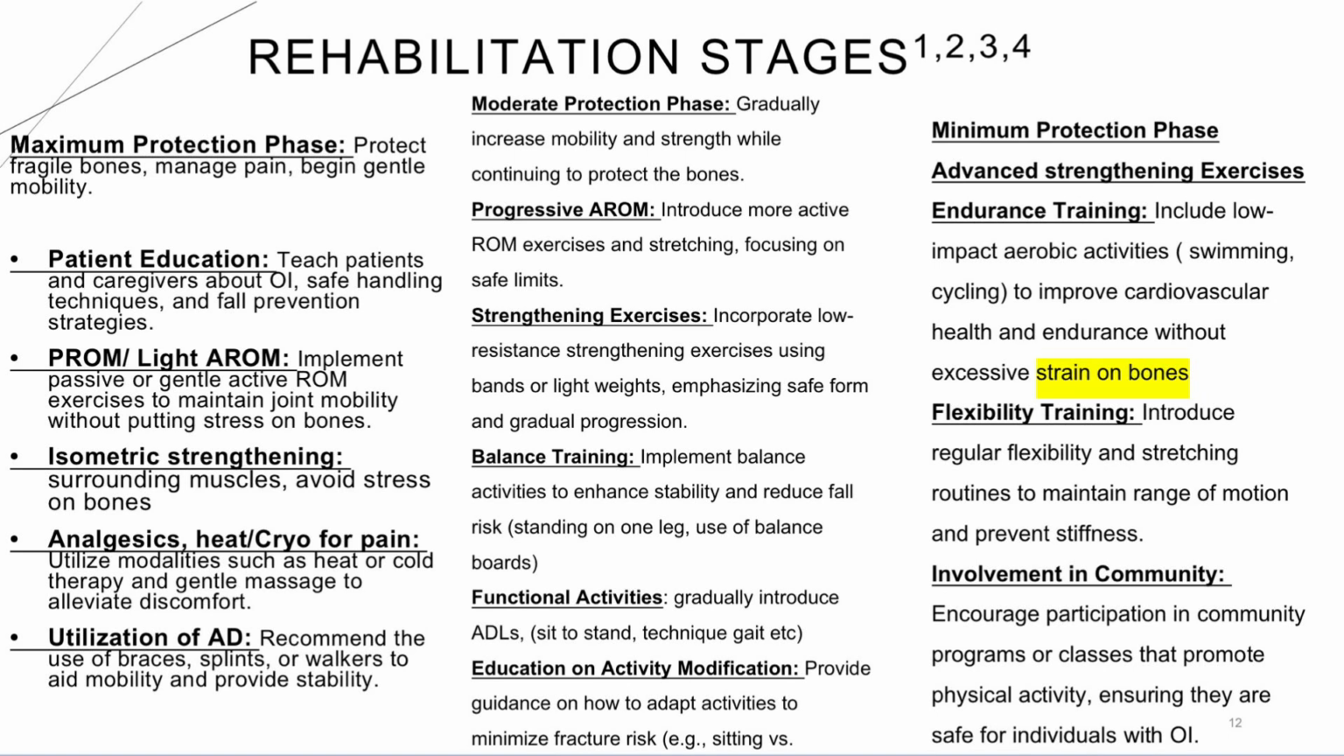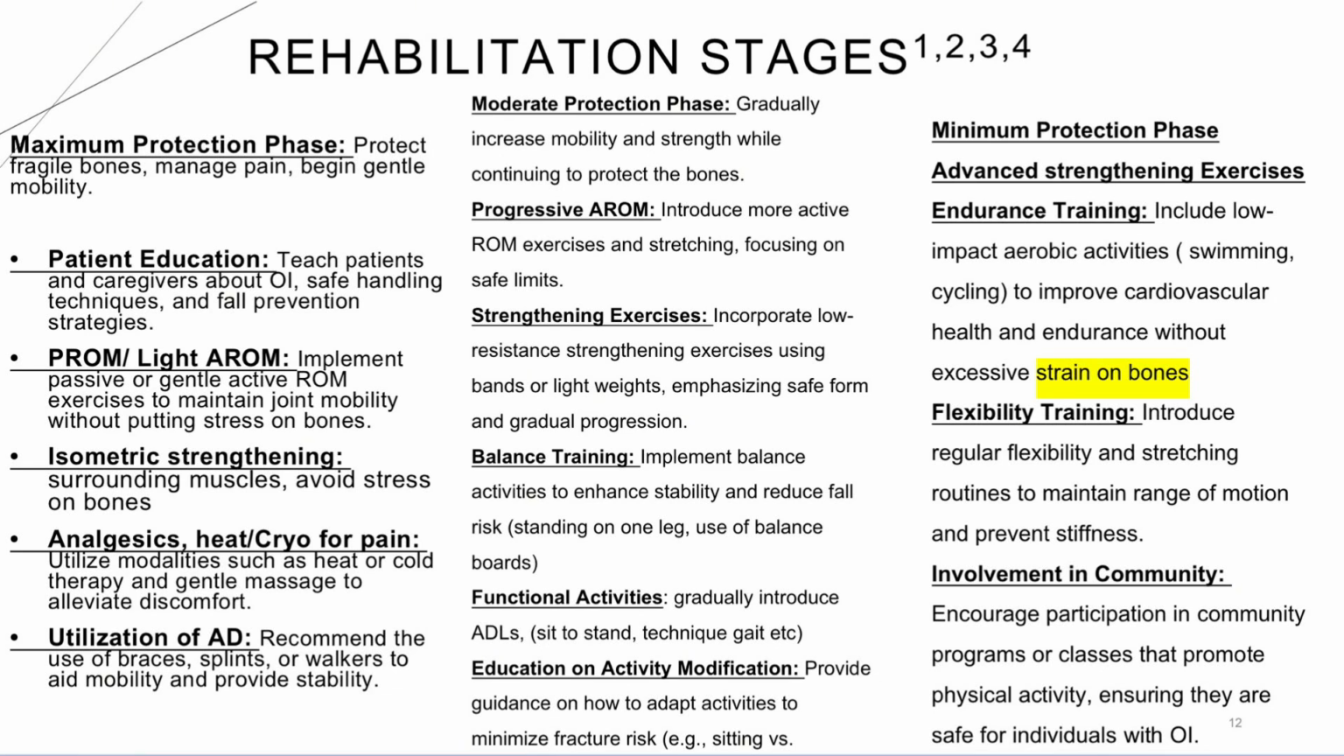Next, you have isometric strengthening. That's strengthening the muscles surrounding the bones that are fractured, and you try to avoid too much stress. Then you have some options for pain: analgesics, heat, and cryotherapy. You use some of these modalities for comfort.